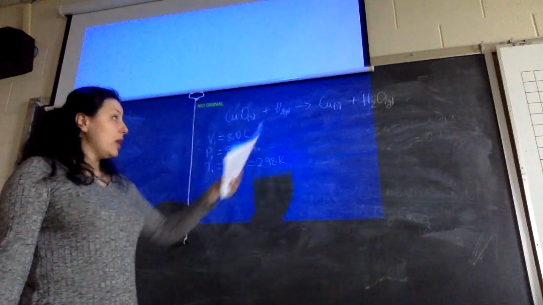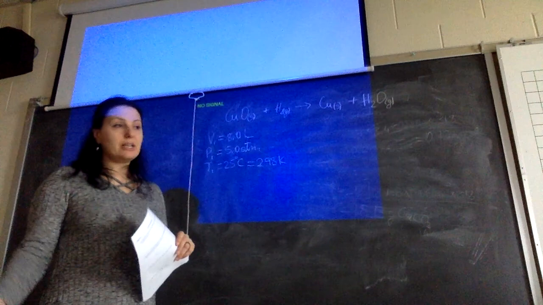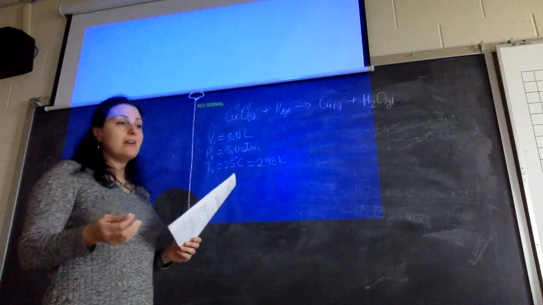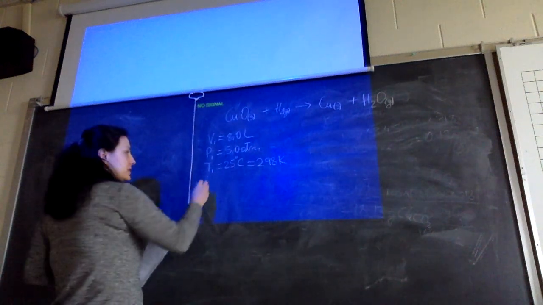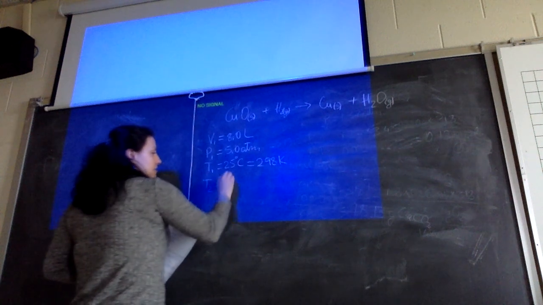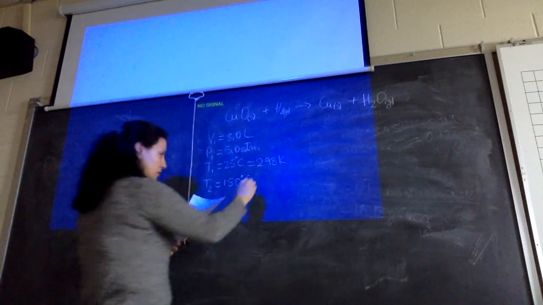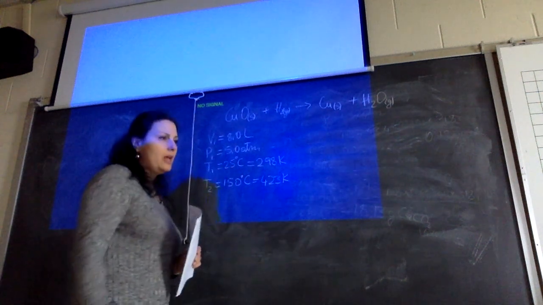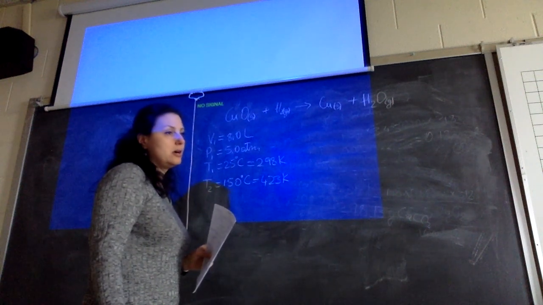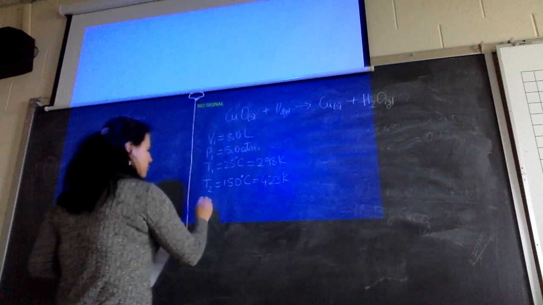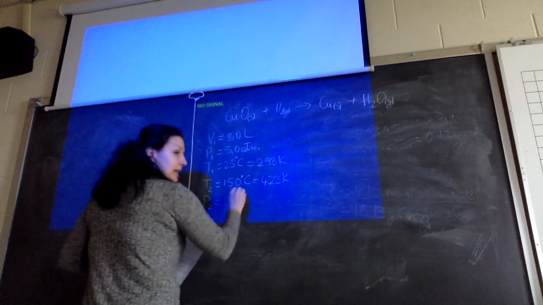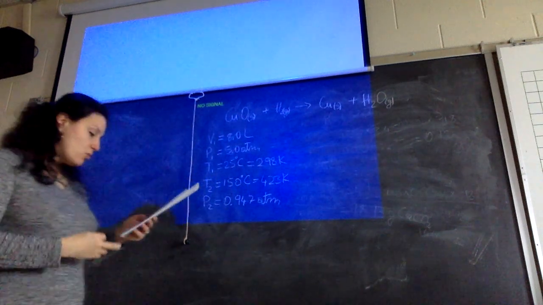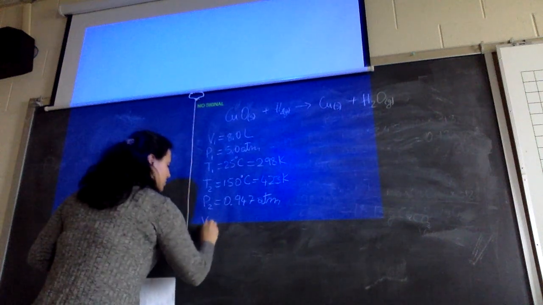What volume of water is produced, once again it's a gas, if all the hydrogen gas reacts with copper(II) oxide, but in the following conditions, at 150 degrees, so my T2 is 150 degrees Celsius, which is equal to 423 Kelvin, at a pressure of P2, 0.947 atmosphere. Okay, what will be the new volume, V2?